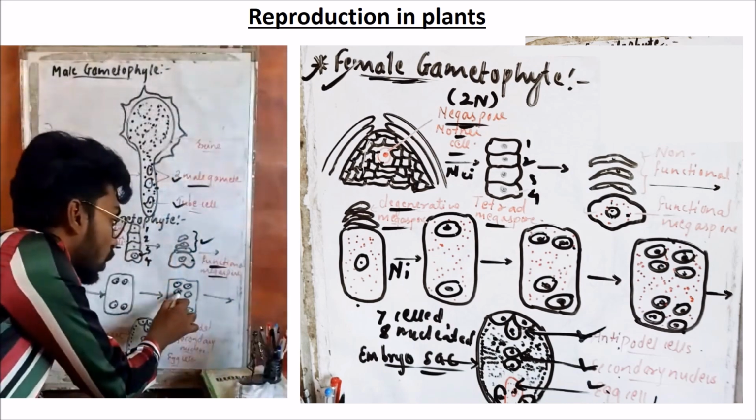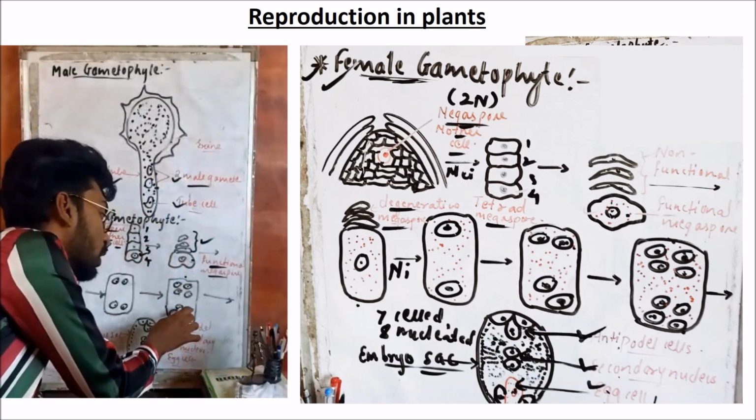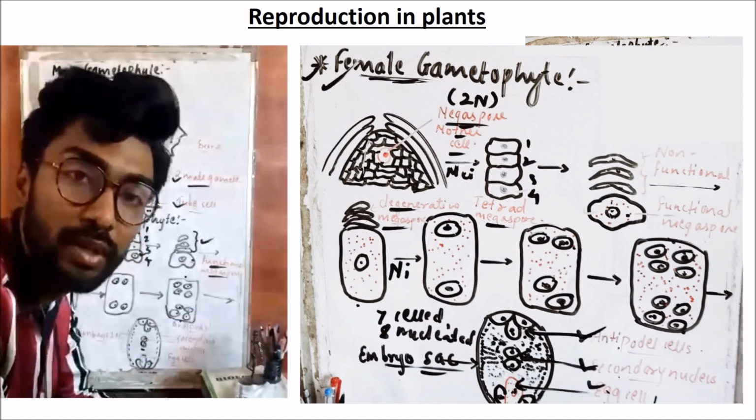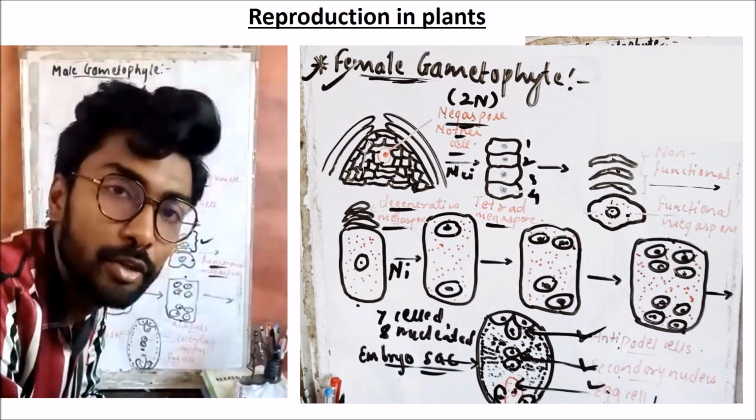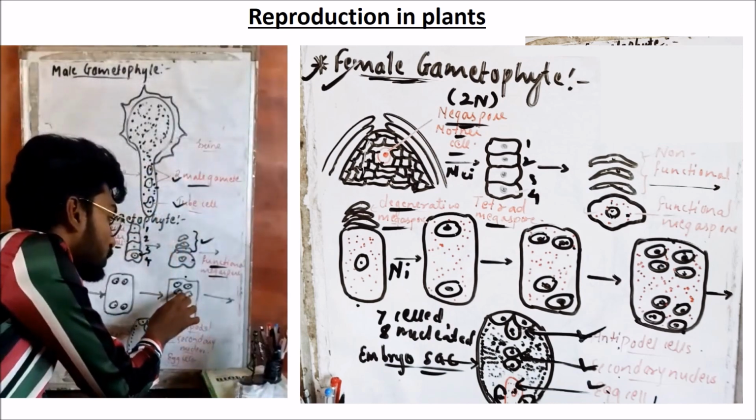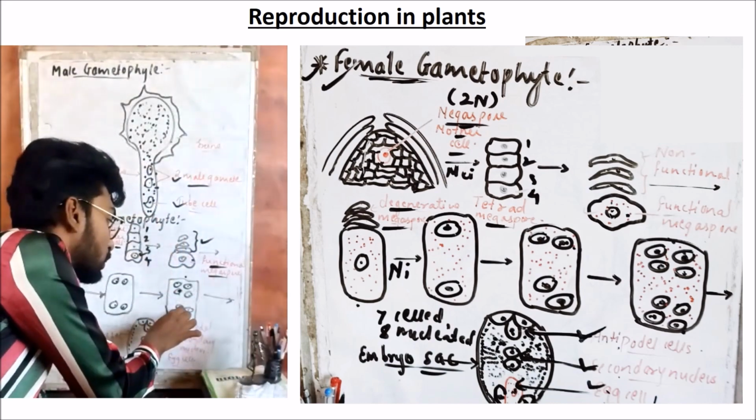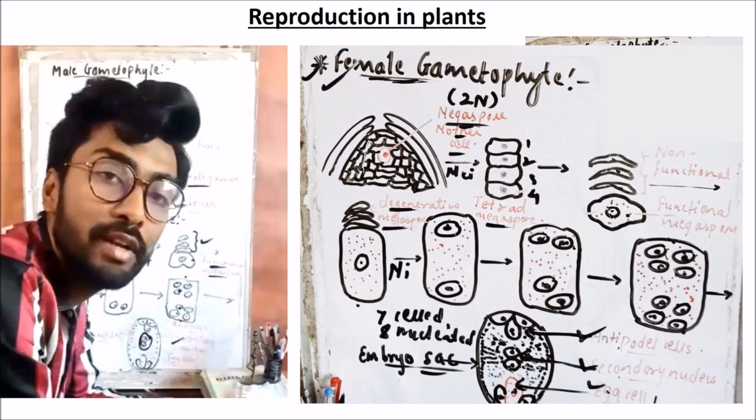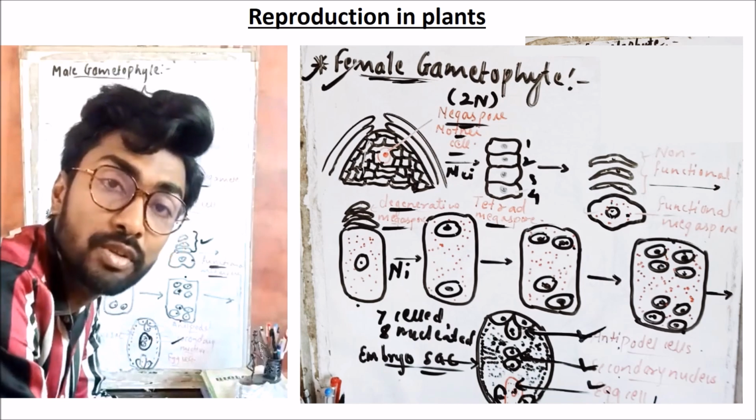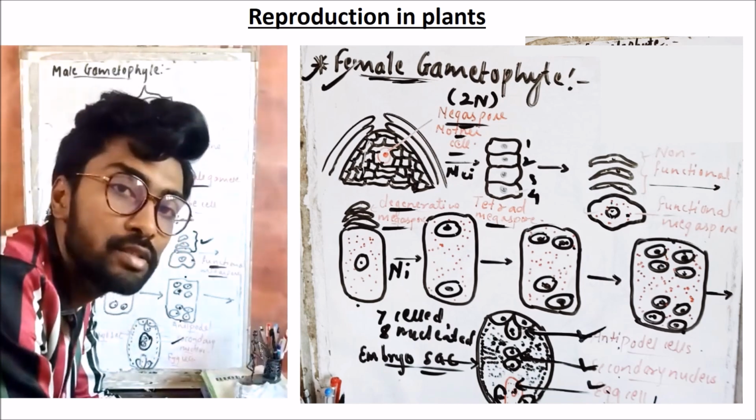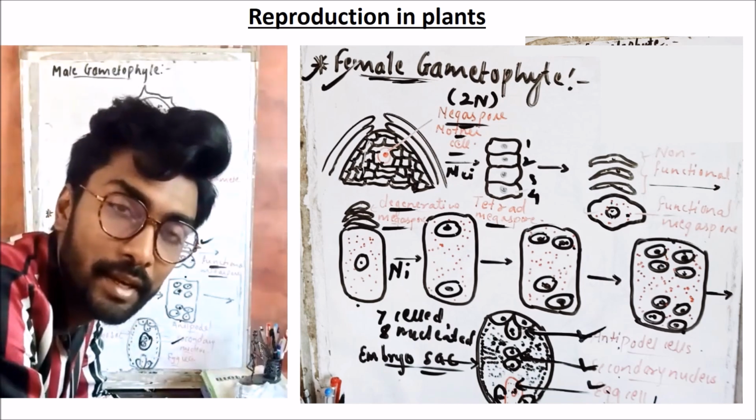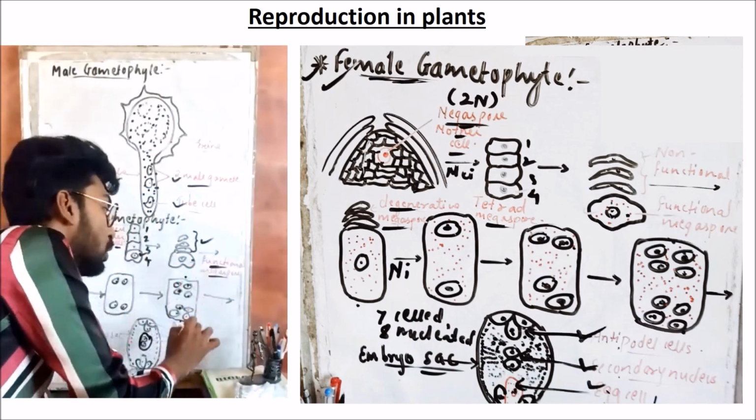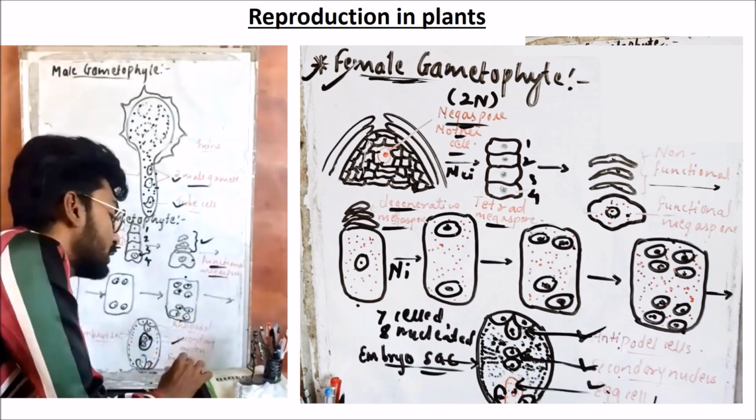Now one of the daughter nuclei from the upper pole and one of the daughter nuclei from the lower pole will come to the center and fuse with each other to form the secondary nucleus, right? It is diploid in nature. That is, double the number of chromosomes are present in the secondary nucleus. Now, how many daughter nuclei are left at the upper pole? 3. How many daughter nuclei are left at the lower pole? 3.